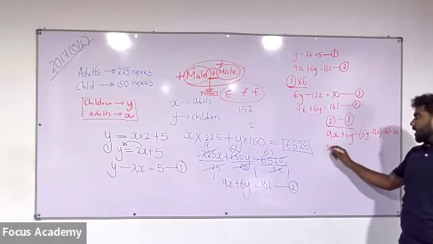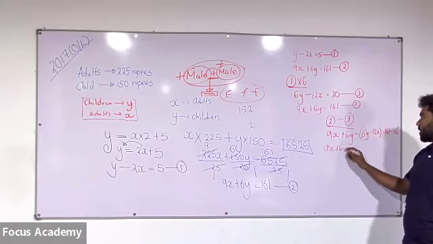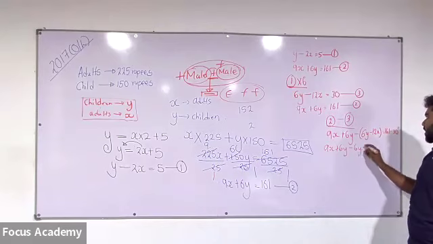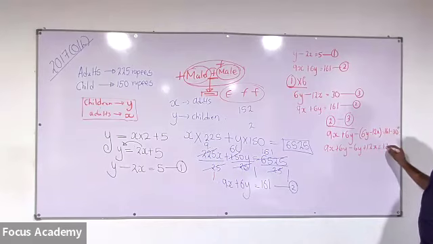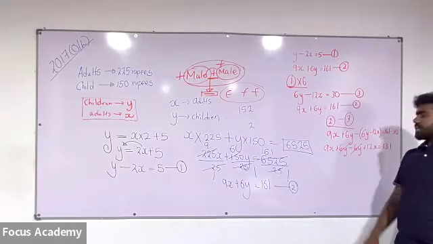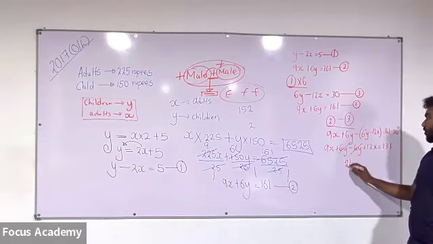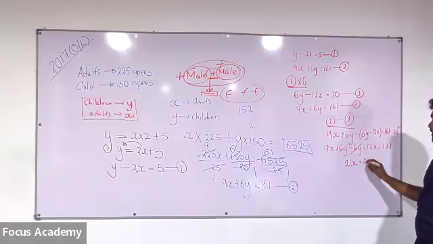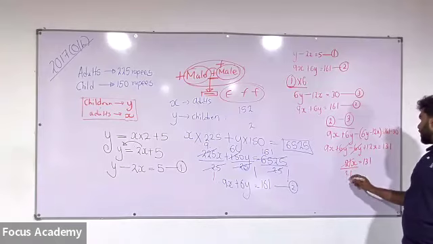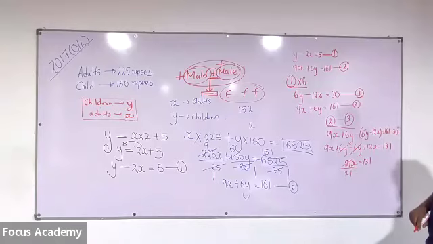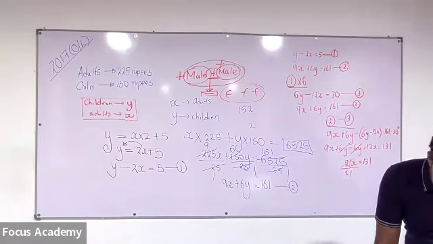Open the bracket. 9x plus 6y minus 6y plus 12x is equal to 131. Both the guys get cancelled. So I have 21x is equal to 131. I divide both sides by 21.